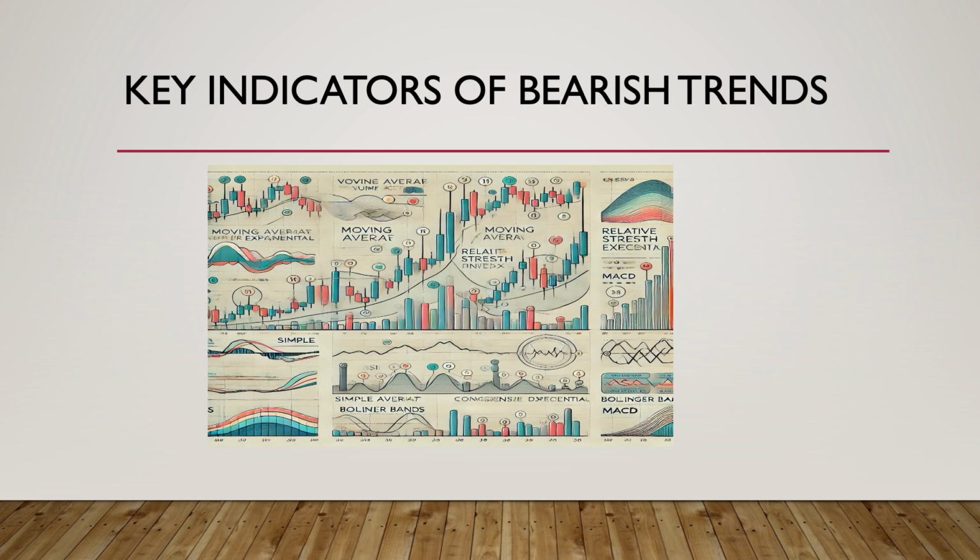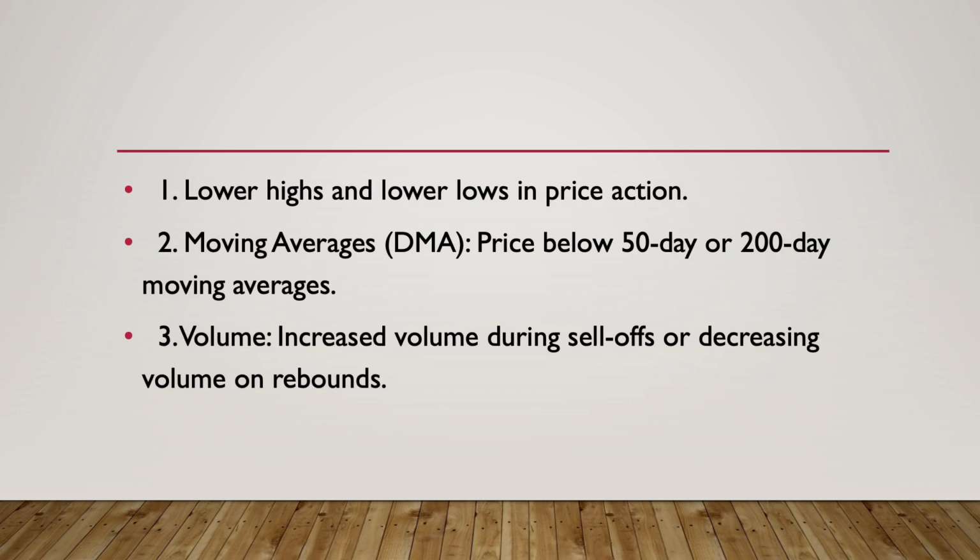Key indicators of bearish trends. Number 1, lower highs, lower lows in price action. 2, moving averages, DMA: the price averaging below the 50-day or 200-day moving averages. 3, volume: increased volume during sell-offs or decreasing volume on rebounds.